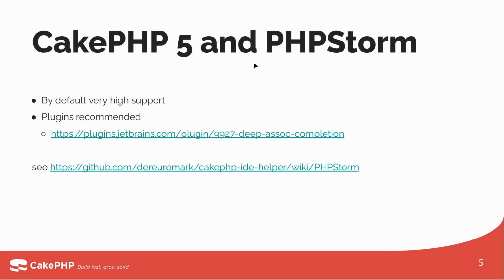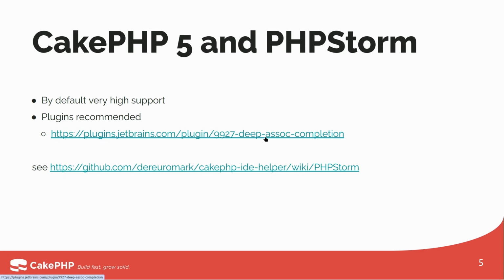CakePHP 5 and PHP Storm fit well together. By default, it has a very high support, but it can be enhanced further with 2 different tools. So one is the deep assoc completion plugin from the JetBrains site directly. This one introspects the calling code and sees what kind of options are there available. So for any array, what kind of key value pairs are available.